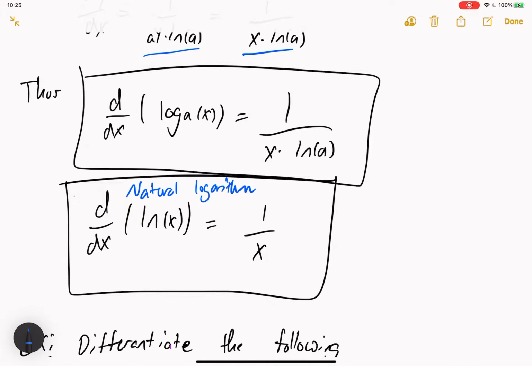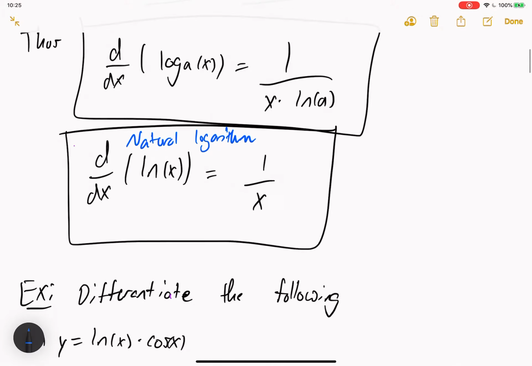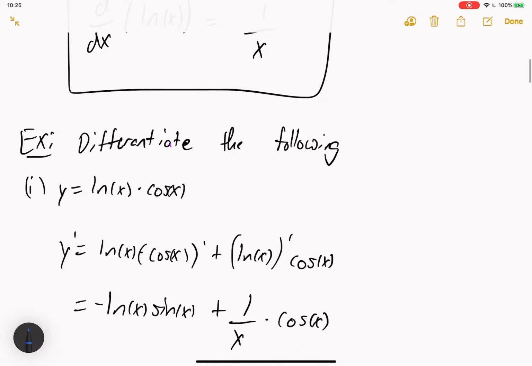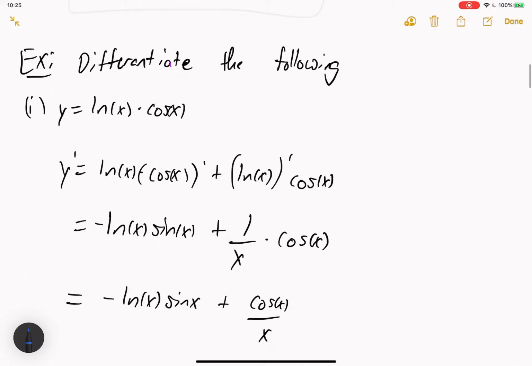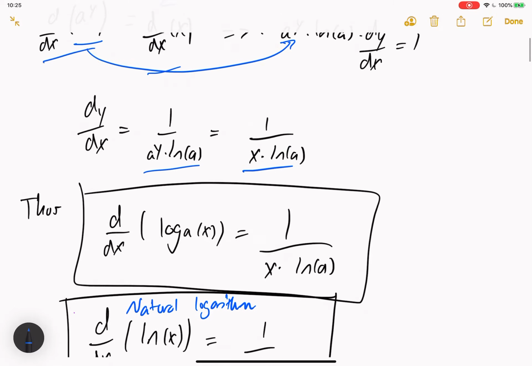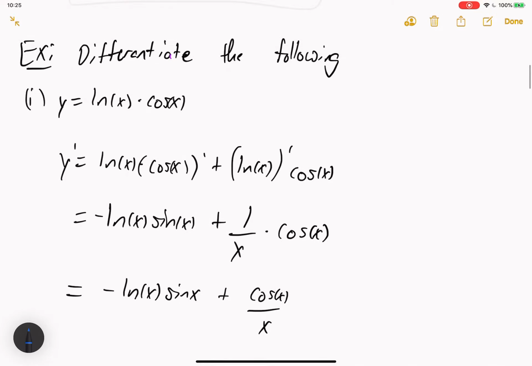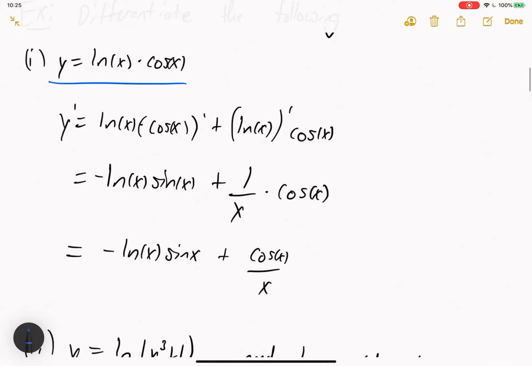I have this thing I like to say whenever I'm trying to find the derivative, but we'll get there when we get close, especially when we do the chain rule. So we're going to differentiate the following, because once we have these rules, we're going to do some examples. Let y be equal to ln of x times cosine of x.